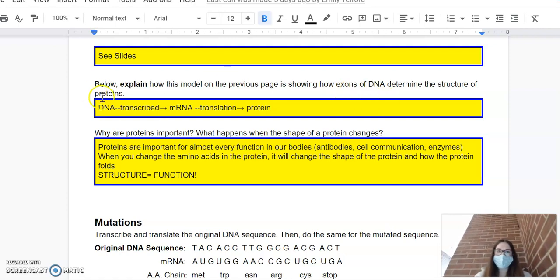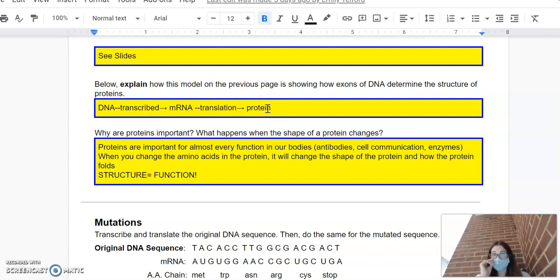They determine the structure of protein because when DNA is transcribed into mRNA and then translated into protein, whatever you started off with here is going to affect what you create here. So again, DNA is read and transcribed, written down into mRNA, which acts as a message to be translated into a protein. And then why are proteins important?